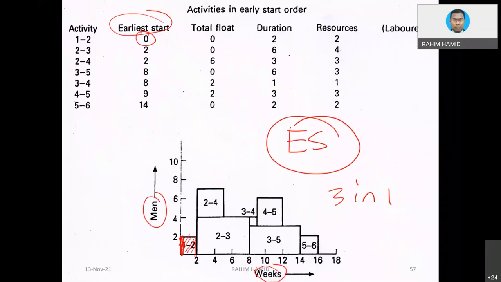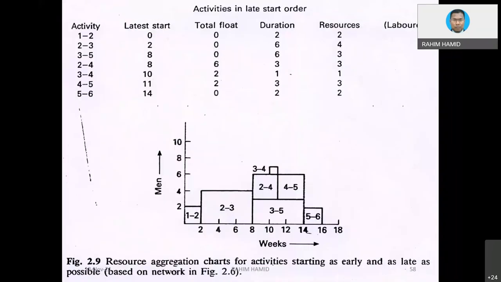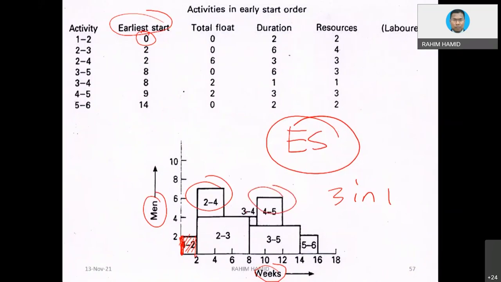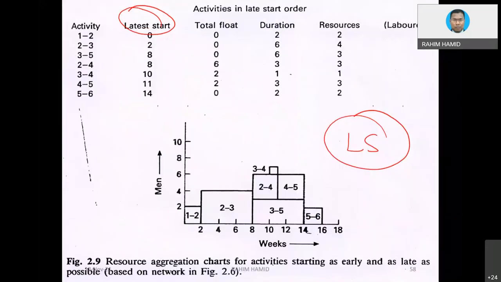Then you repeat the same process but using the late start. So this is the late start diagram. Then you make a comparison. Which one is better? It looks like early start has a few peaks here, and then suddenly there is a valley there. How about the late start? Well, late start looks okay already, except this one, that perhaps we can adjust.